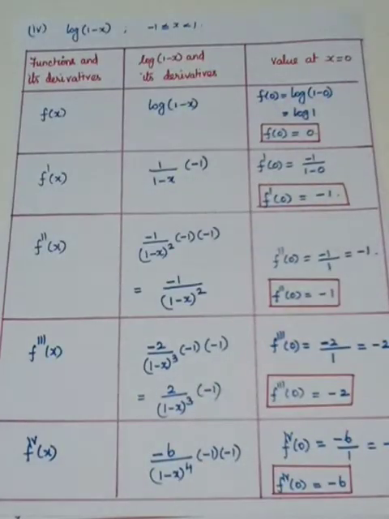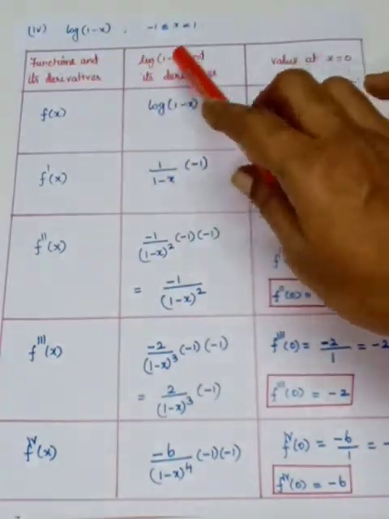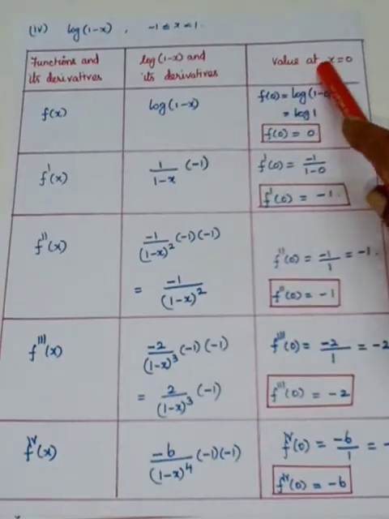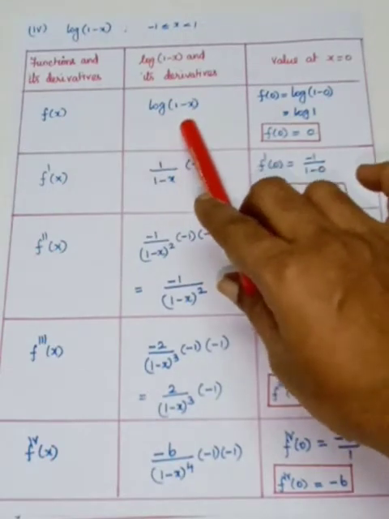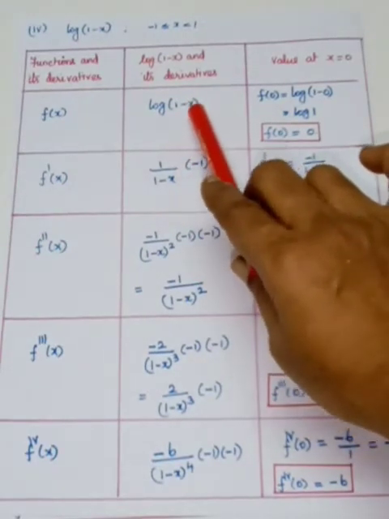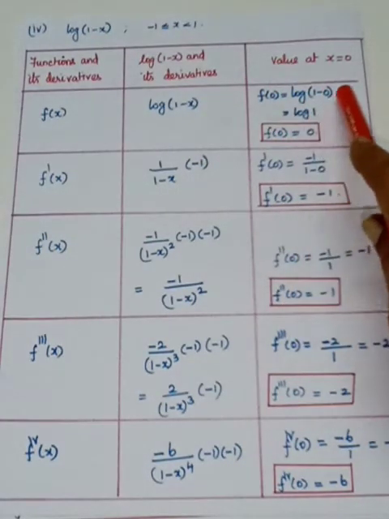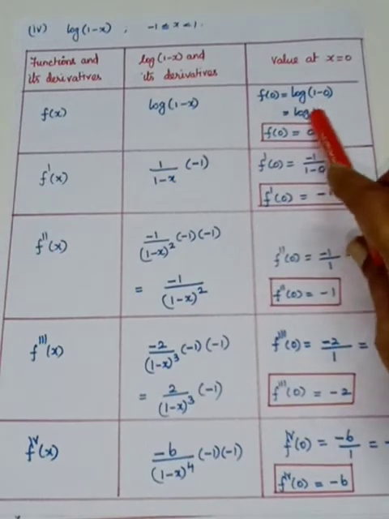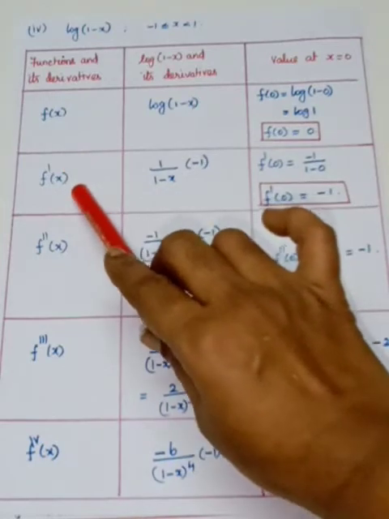So the next one, we are moving to log of 1 minus x. So x varies from minus 1 less than or equal to x less than 1. So you have to give the heading: function and its derivative, log of 1 minus x and its derivatives, value at x is equal to 0. So the function f of x is log of 1 minus x. In the place of x, you have to substitute 0. So f of 0 is equal to log of 1 minus 0. So it is log 1. Log 1 value is 0. Okay, next you have to go for the derivative f dash of x.